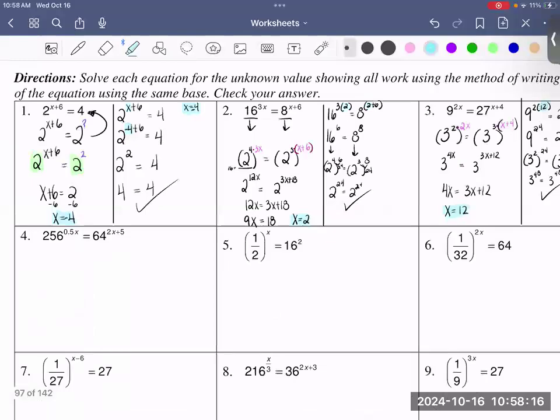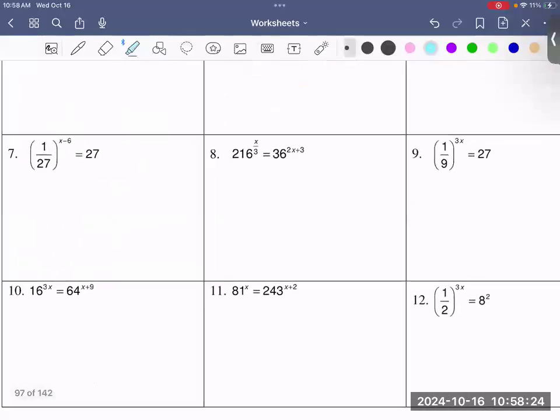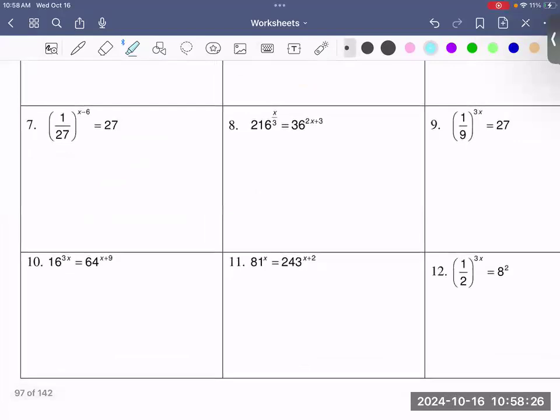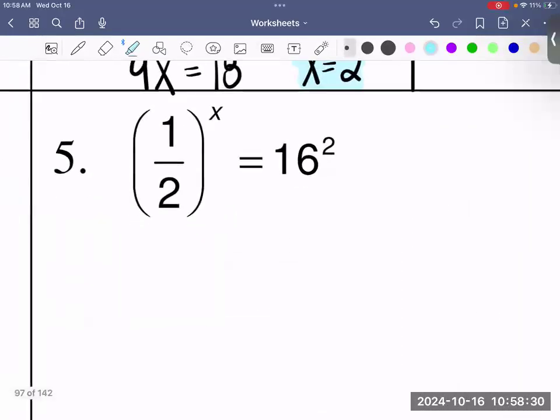Right, now let's try number 5 and 6, and maybe 5, 6, and 9. I think that would be a good amount. So 5. So you'll notice here that we now are working with a fraction. So we have 1 over 2.